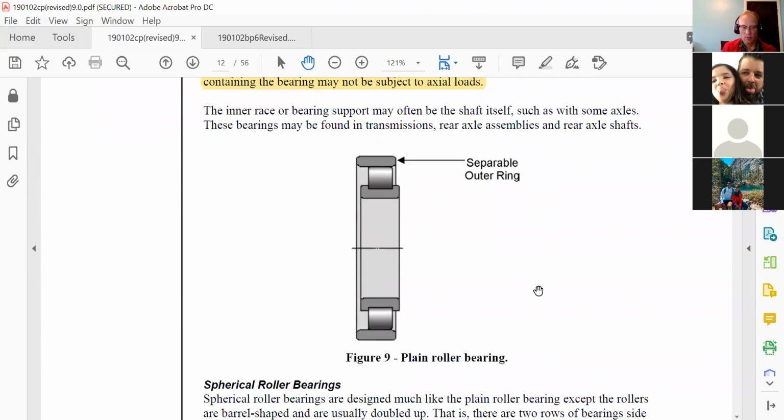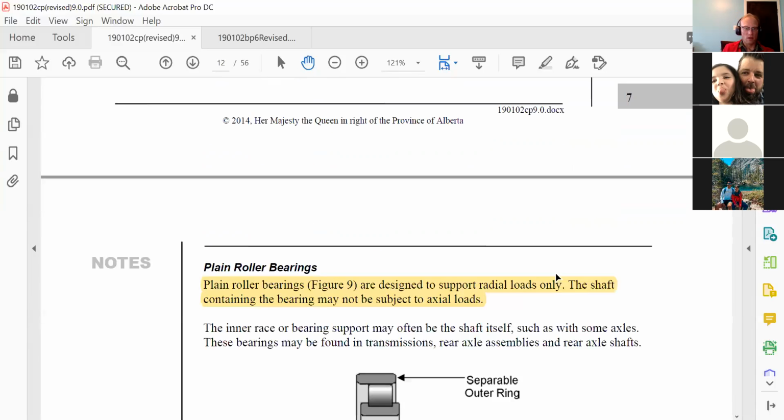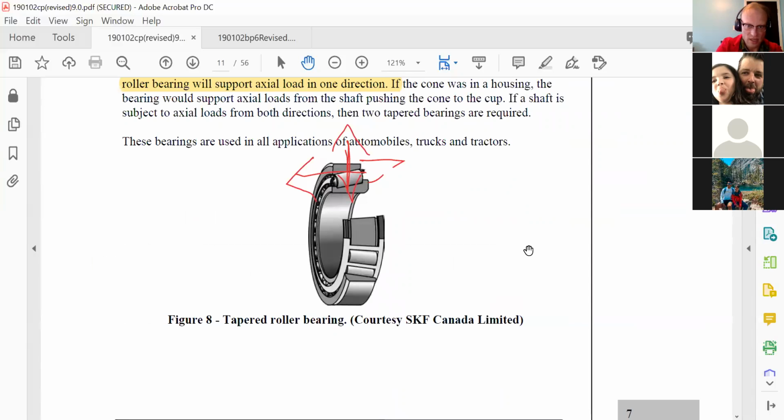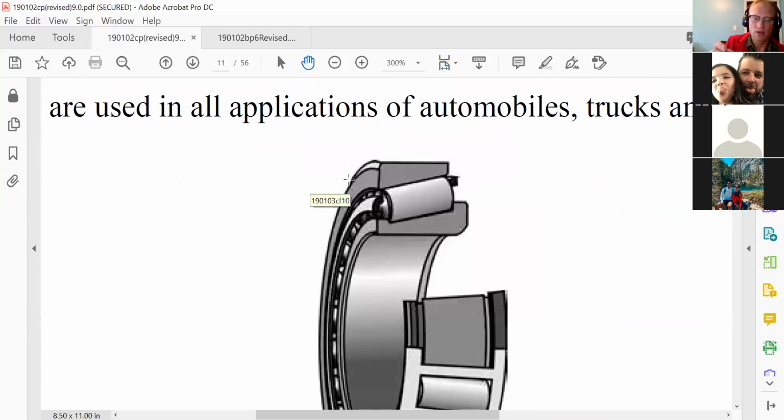A plain roller bearing would only be able to support radial loads because of the design. Can you see how if you pushed a force sideways on this bearing, you'll be pushing force on, let me erase some of this, this race here. So I'm pushing on this outer race, which transfers the force to the roller, which then transfers the force to this race, which then pushes this way. So that's how this deals with an axial load.